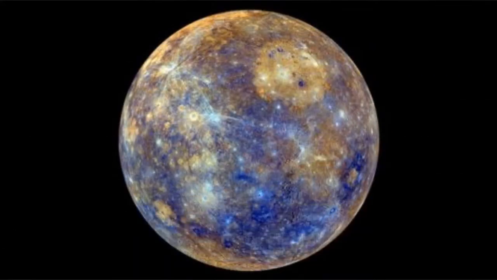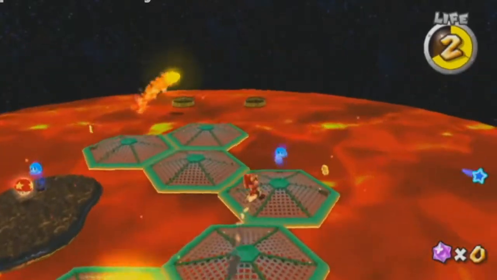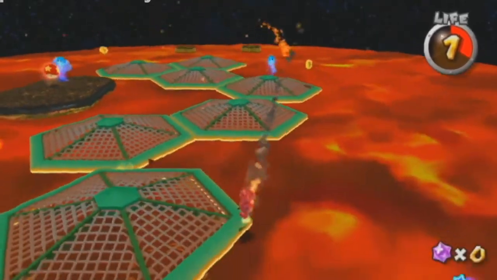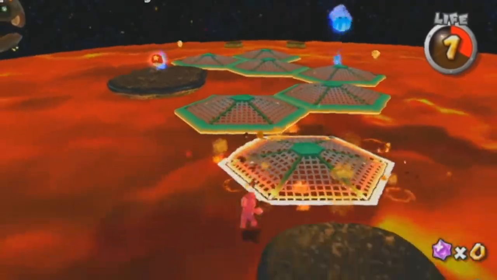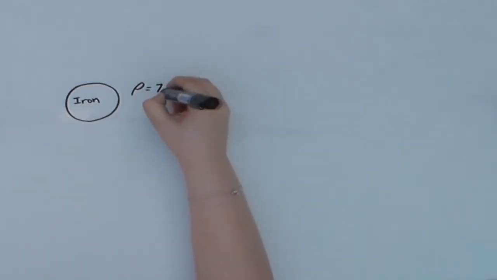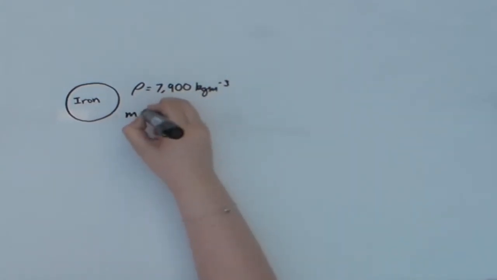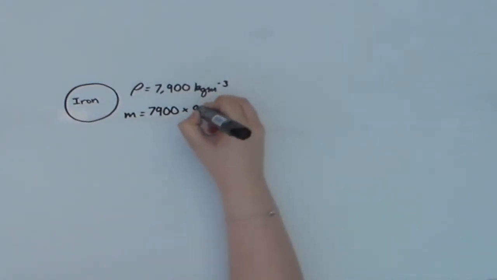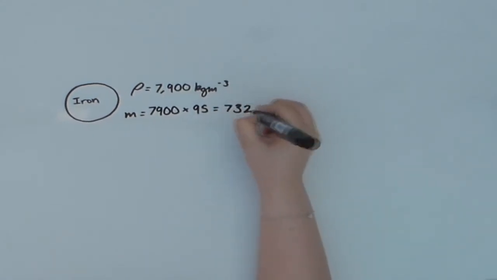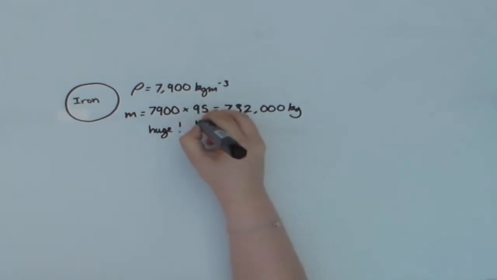Mercury, the smallest planet in our solar system, has a composition of 85% molten iron. We could use that for our planet, but given how small it is, yeah, Mario doesn't want to be walking on molten iron. Can't say I blame him. So, because of our planet's size, we're going to model it as a uniform, or the same all the way around, ball of iron. Iron has a density of about 7,900 kilograms per cubic meter, and multiplying that by our volume gives us a mass of 732,000 kilograms, or 1.6 million pounds.